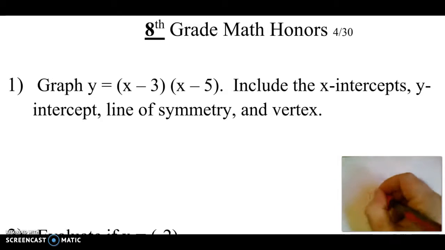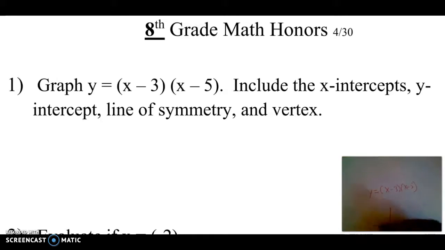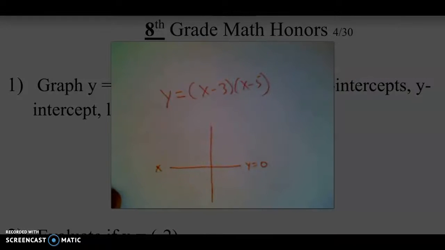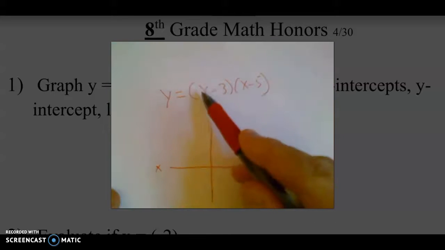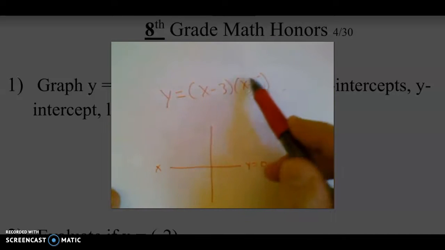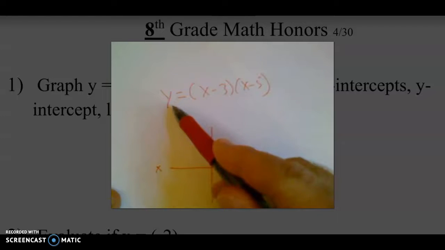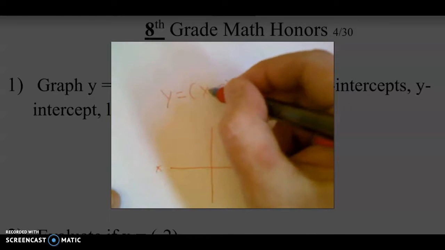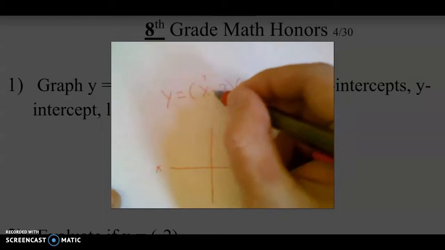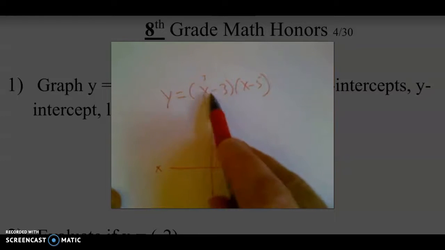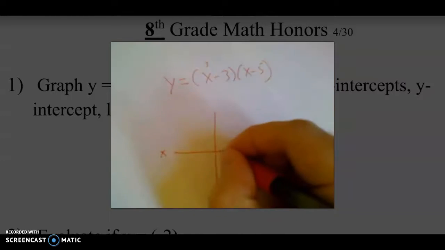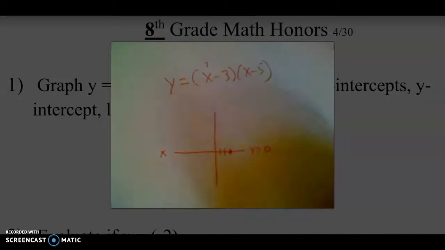So hopefully you recall that whenever you have an x-intercept on your graph, it always means the y value has to equal 0. So I'm going to go into my equation. I have to figure out what value for this x will make the entire answer 0. And of course that means I need it to be 3 because 3 minus 3 is 0 and 0 times anything is still 0. So 3 is one of my x-intercepts.